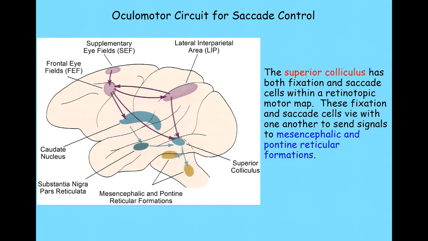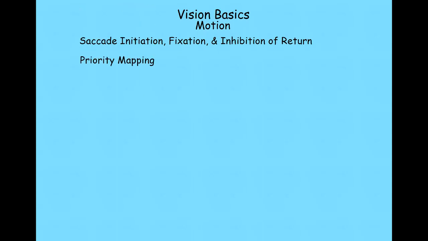And the superior colliculus has both fixation and saccade cells within its retinotopic motor map. These fixation and saccade cells vie with one another to send signals to the mesencephalic and pontine reticular formations in order to control saccades. Now, with this basic sketch of the system and its functioning in place, we're able to understand saccade initiation, fixation, and inhibition of return, as well as its priority mapping, where it decides it's important for it to saccade to.